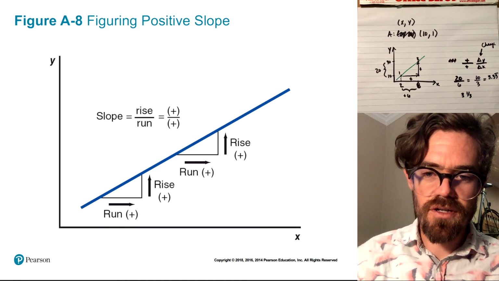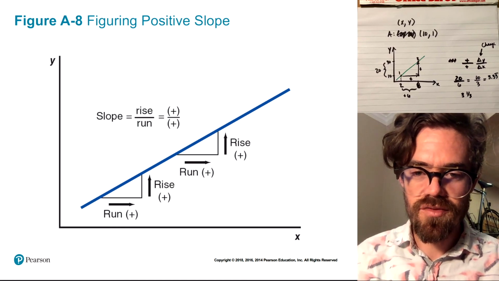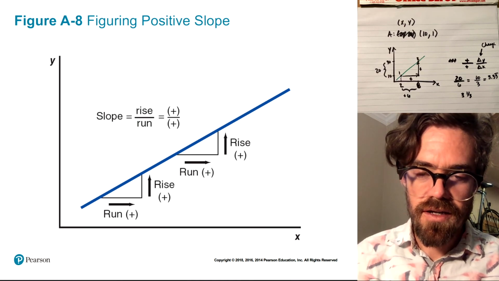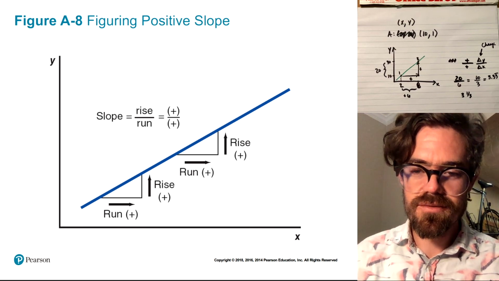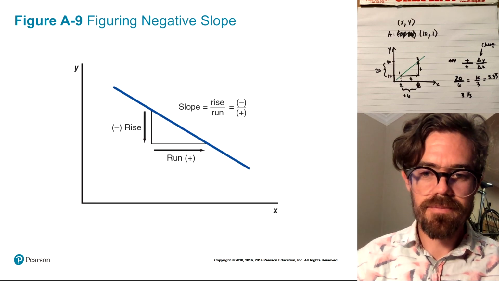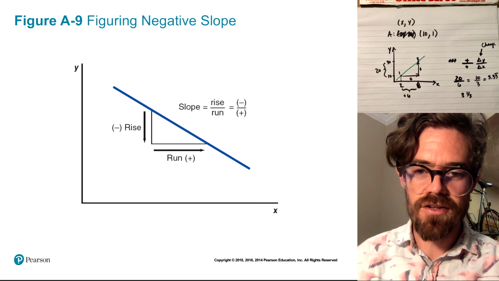Again, the rise and run. The run moving to the right is a positive run. If it was in the other direction, it'd be a negative run. And then moving up is a positive rise. Moving down is a negative rise. There's a negatively sloped line. Again, moving down is a negative rise.